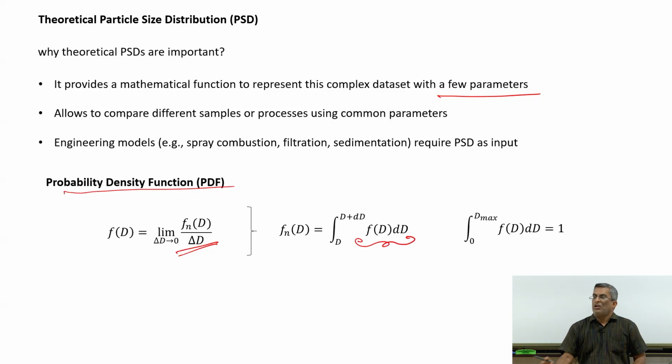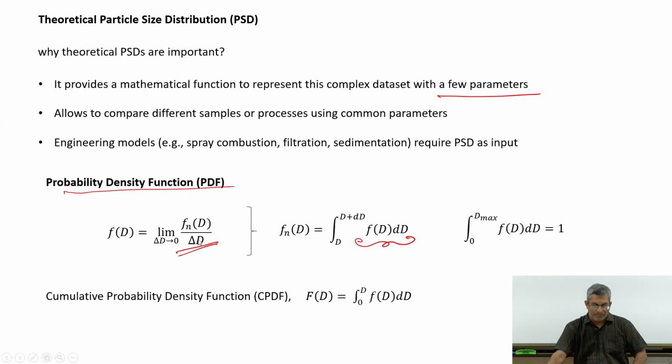Okay. Now, while probability itself is unitless, what is the unit of probability density function? Is it also unitless? The answer is no. In this case, its unit will be, let's say, micron inverse or meter inverse.